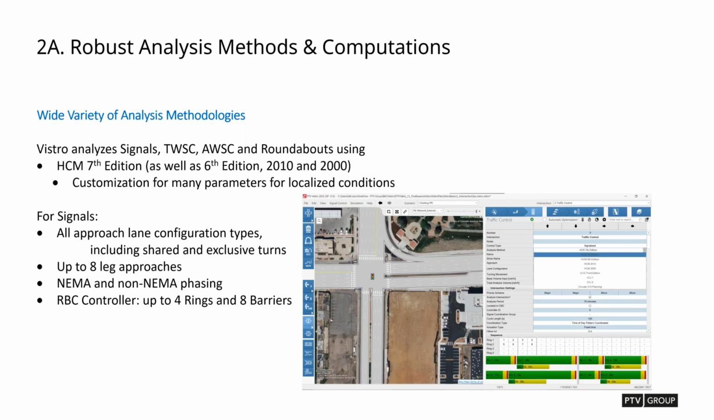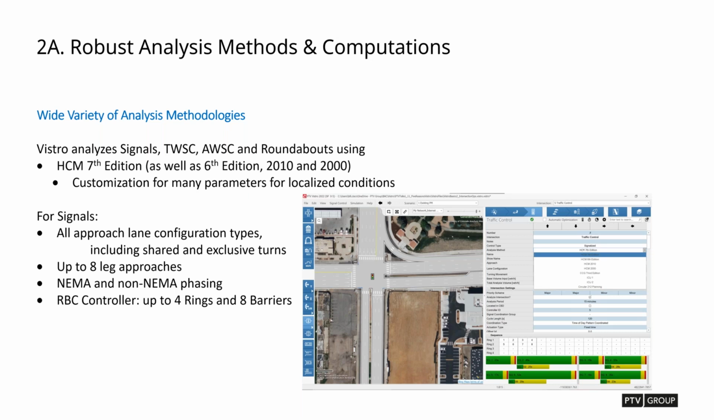We also maintain the older versions, so if you have projects that are ongoing or agencies that require you to perform your HCM analyses in, say, 2010 or 2000, you can still do that in Vistro. What's nice in Vistro, we have a lot of ways for you to localize your data, so you can adjust the saturation flow rates, for instance, if you did a sat flow study and had final values instead of having the calculated values. So that's one example.